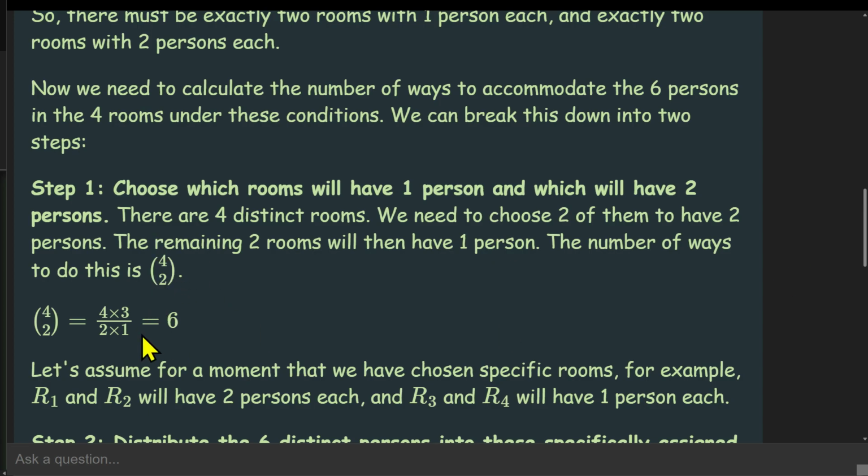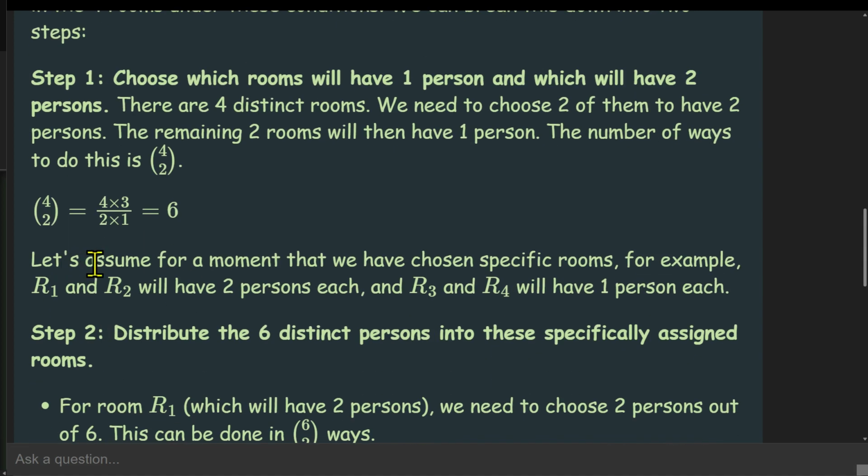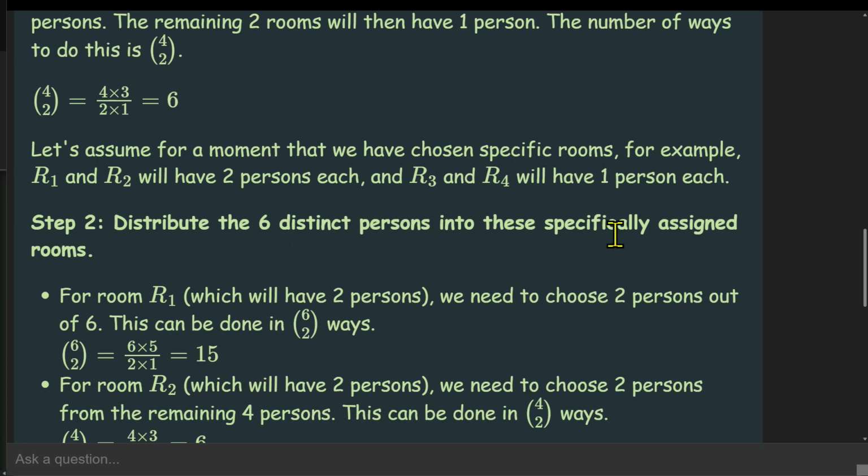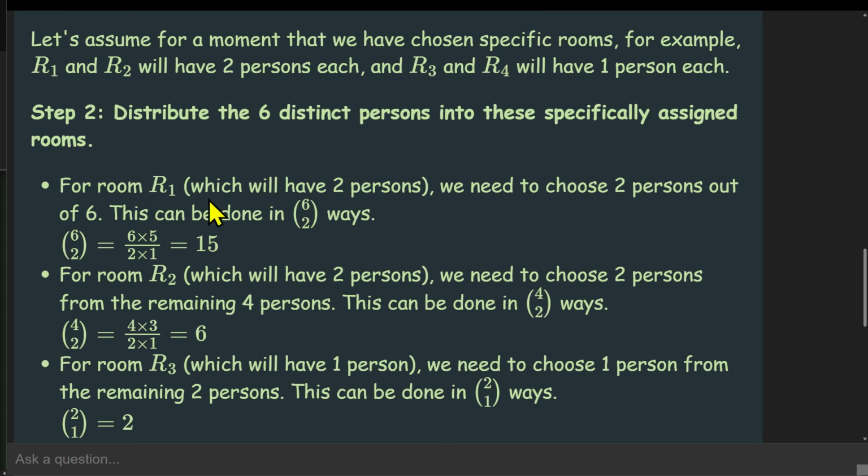4C2 is 4 times 3 over 2 times 1, which is 6, using the combination formula. Let's assume we have chosen specific rooms, for example R1 and R2 will have two persons each and R3 and R4 will have one person each, total 6. Next, distribute the six distinct persons into these assigned rooms. For R1, which will have two persons, we need to choose two persons out of six. This can be done in 6C2, that is 15 ways.